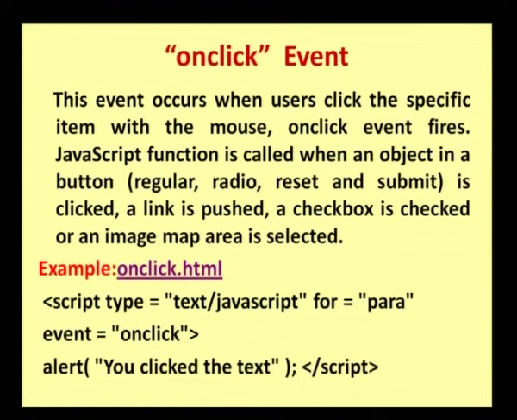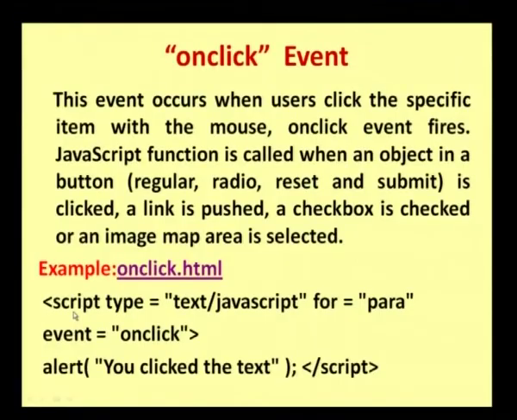The controls can be a checkbox too, or an image. So whenever the mouse clicks over any type of element or control inside the web page, the onClick event occurs. That has been specified here. For example, see this script type equal to text/JavaScript for para, event equal to onClick. So I am going to write script code which handles the onClick event for a para tag, for a paragraph element.